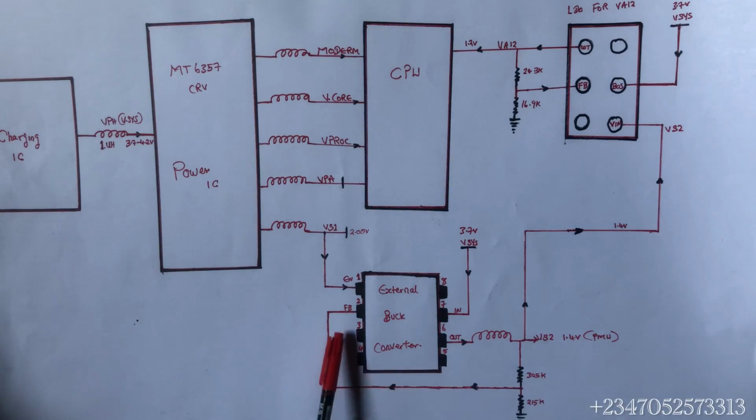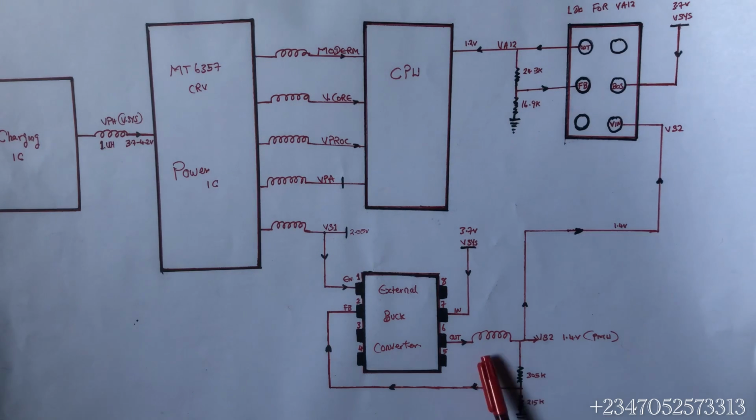Now there is a line that is called feedback. This line is very, very important. It has a divided circuit here, single divided circuit. Now there is a buck coil beside this external buck converter. So this coil is our VS2 coil.